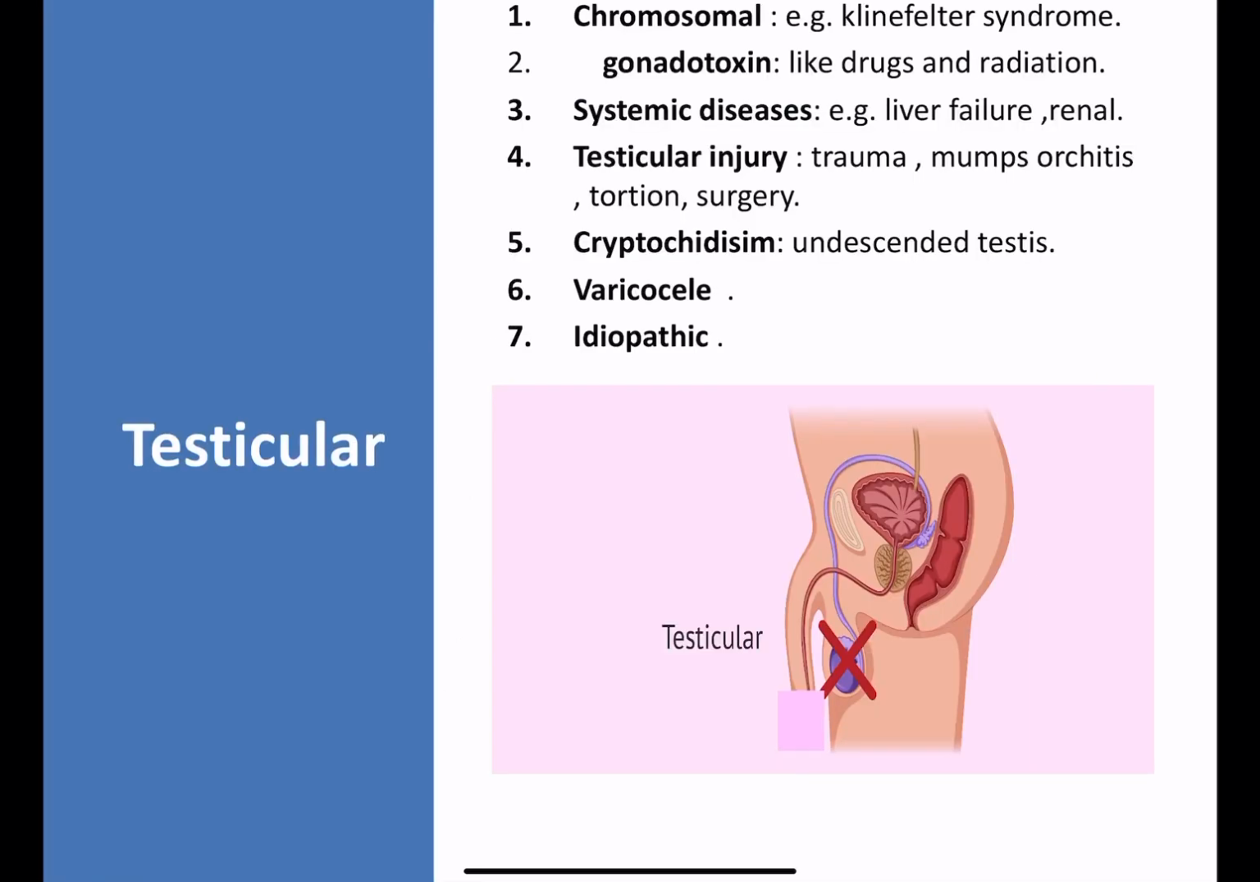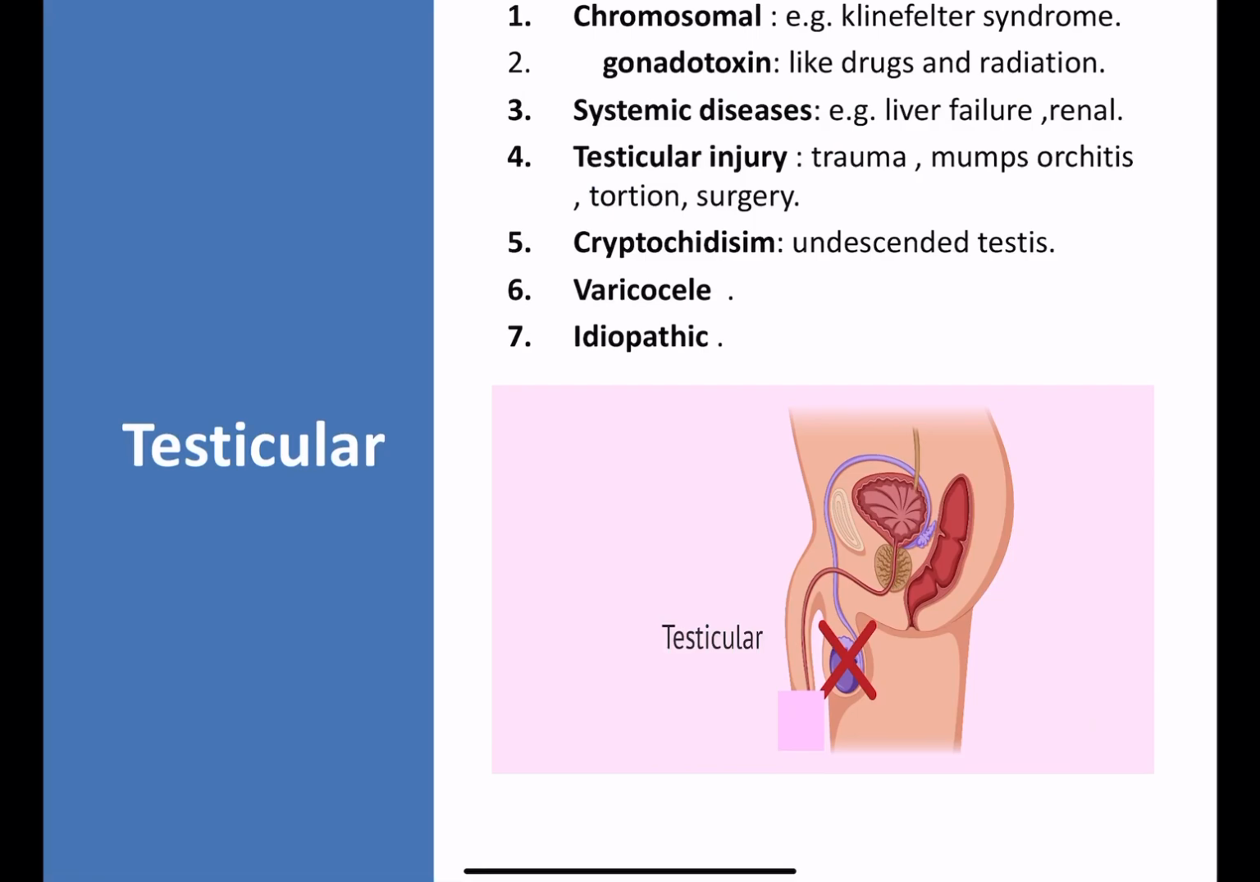Regarding testicular causes, the following are responsible for infertility. Number 1, chromosomal, for example, Klinefelter syndrome. Number 2, gonadotoxins like drugs and radiation. Number 3, systemic disease like liver failure or renal failure. Number 4, any testicular injury like trauma to the testis, mumps, which occurs in childhood, especially if it involves the testis, called mumps orchitis. Any torsion of the testis, and any surgery like inguinal or femoral hernia surgery or direct surgery to the testis.